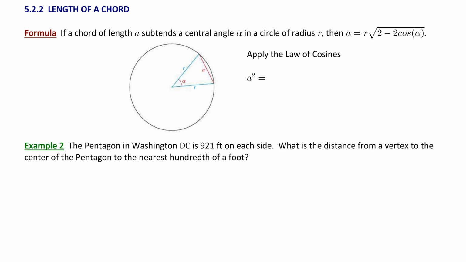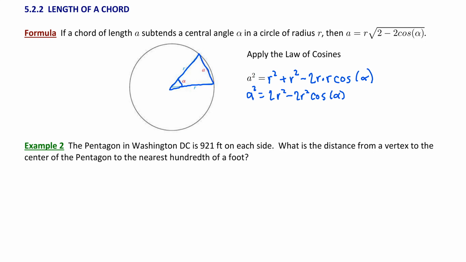We can easily derive this formula using the law of cosines. Observing this triangle formed by two radii of the circle and the length of the chord A, we see that we have a triangle with angle alpha. Isolating the segment A and squaring it, this is equal to the sum of the squares of the other two sides, that's r squared plus r squared, minus 2 times the product of those two sides, that's r, times cosine of the angle in between, which in this case is alpha.